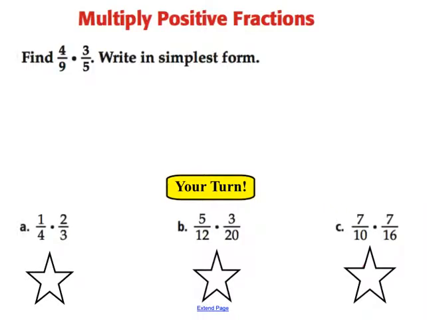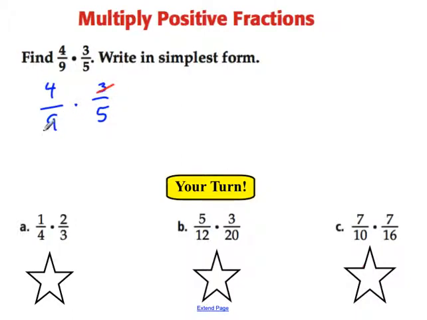Here's an example. It says to multiply these positive fractions. So we have 4/9 times 3/5. So I'm just going to rewrite 4/9 times 3/5 right here. Now, do we have any common factors? Well, I like to look at any numerator, any denominator. I cannot reduce the individual ones, but along any diagonal you can reduce.